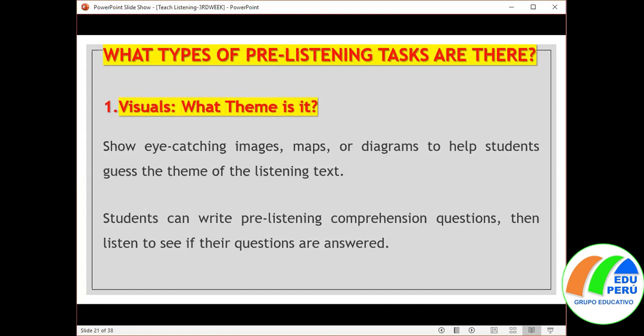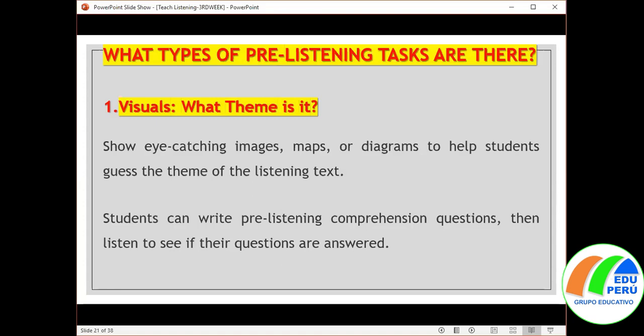photos, and you could ask your students, so look at the photos. Look at the pictures. As I told you before, this is something similar to the reading lesson. Remember, we also use this. Look at the photos, look at the pictures. What would the topic be about? So they have given some ideas, right?